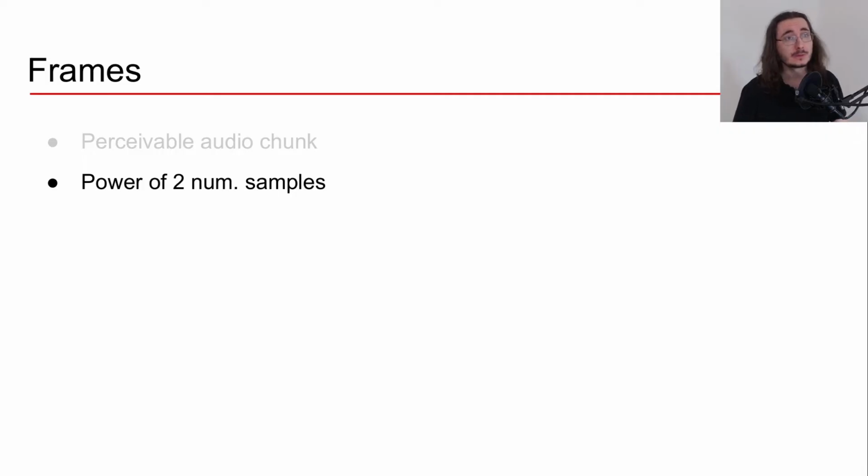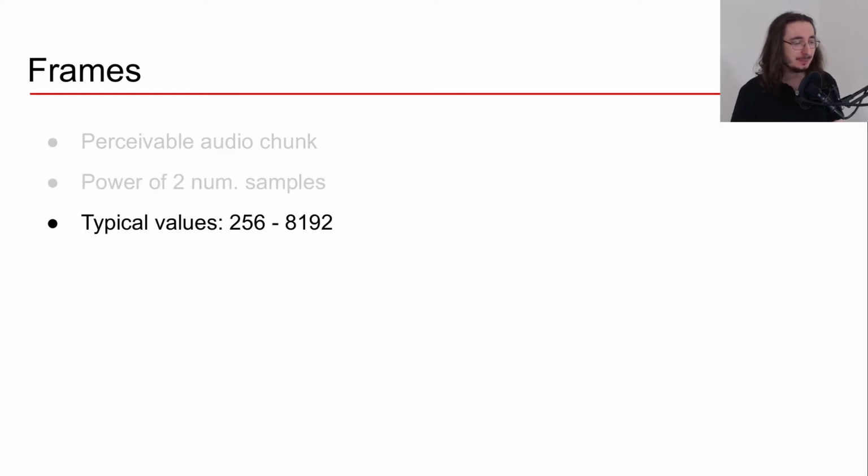Well, that's because usually what we want to do when we move into the frequency domain is apply the Fourier transform. And it turns out that when we apply the fast Fourier transform, which is a variant of the Fourier transform, having a number of samples that's a power of 2 is going to speed up the process a lot, right? So it's just a matter of speed here.